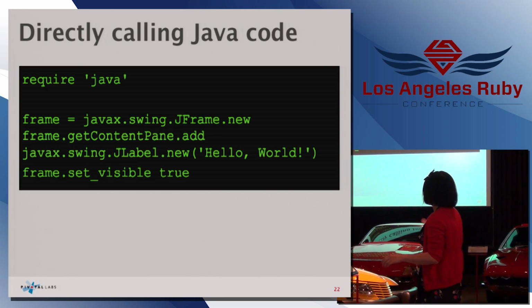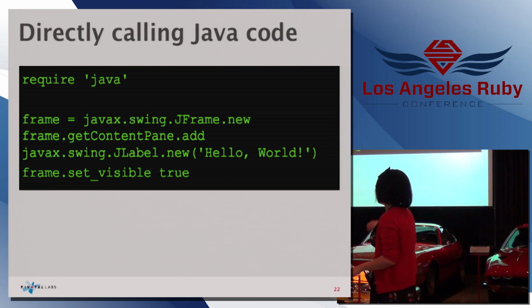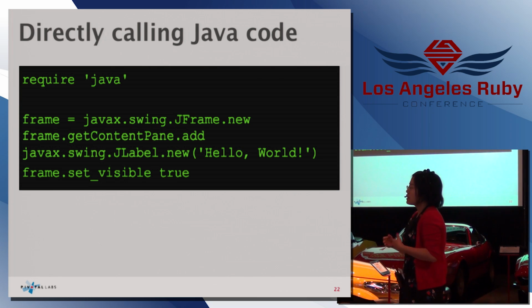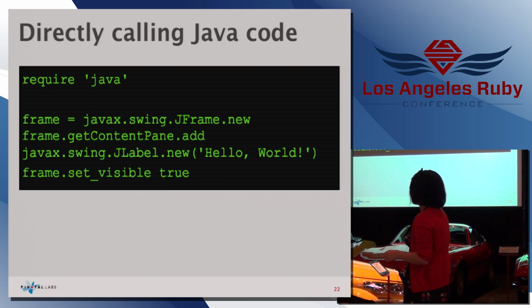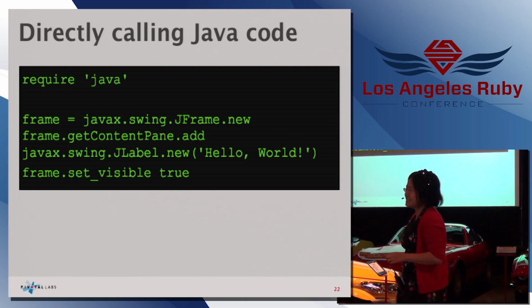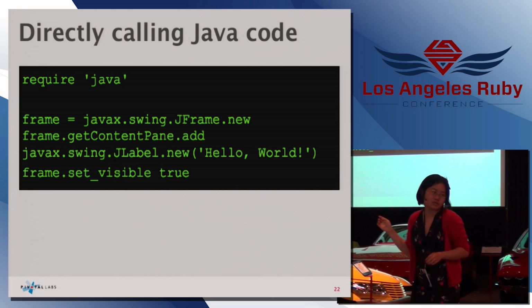And the second part, which I think is really cool, is that in Java, the convention is to use camel case for your method names, but in JRuby you can call these methods using their underscore equivalent. So you don't have to worry about your code looking too ugly, even though the camel case version works too.